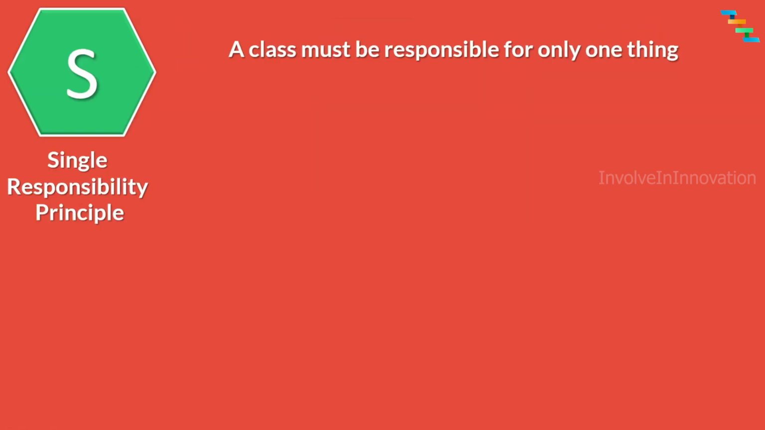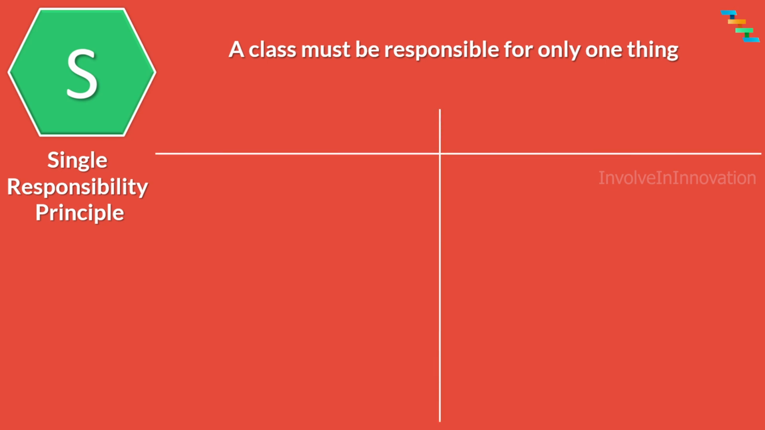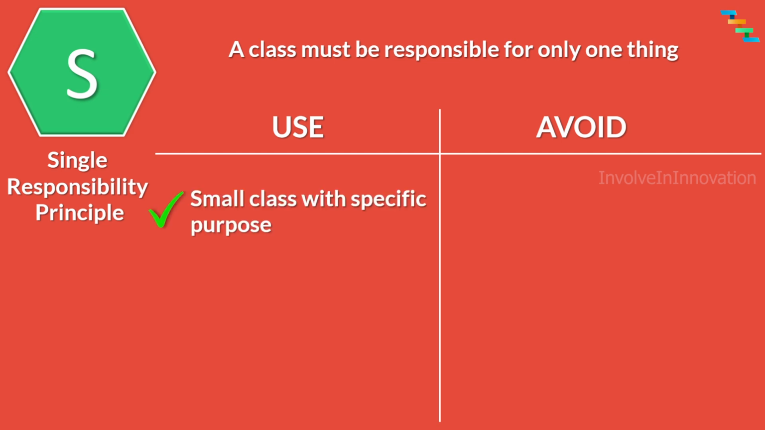With that, we will start with the Single Responsibility Principle. The Single Responsibility Principle is very straightforward. That is, a class must be responsible for only one thing. If you are creating a class, you must be very mindful that you are utilizing this class for a single functionality. If you want to use the Single Responsibility Principle, you need to use a small class with a specific purpose. The class should cover a specific functionality, and should not have more than one functionality.